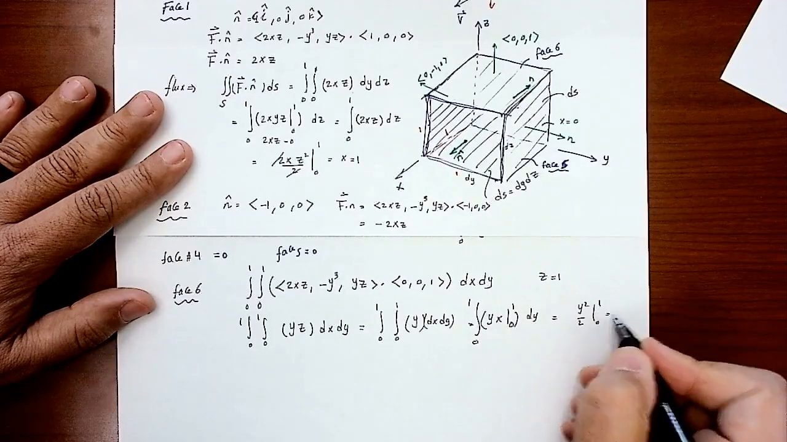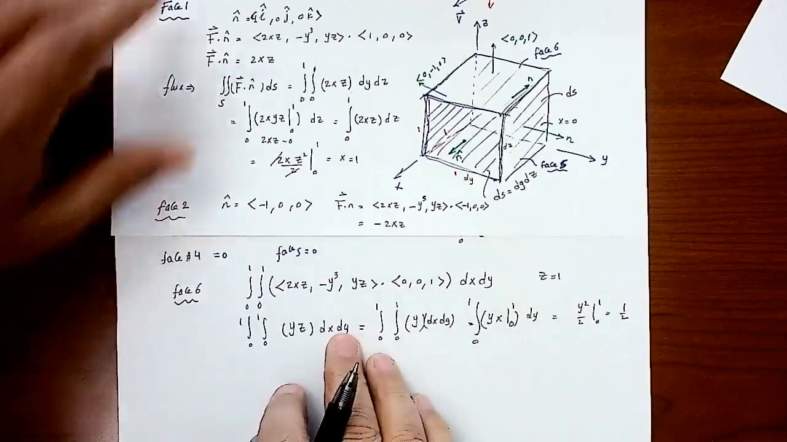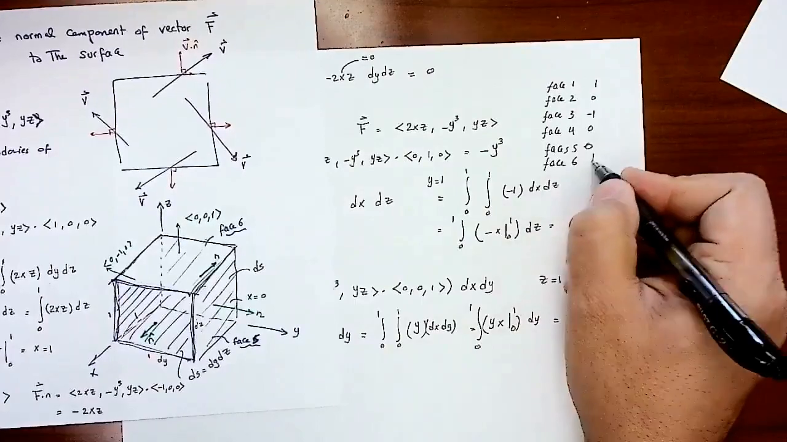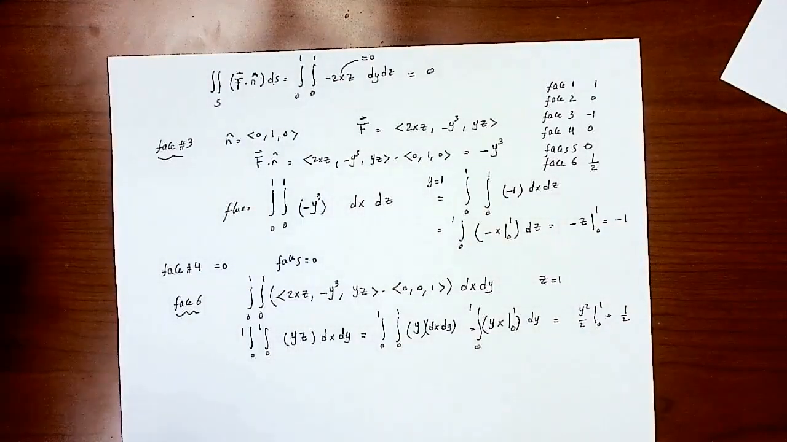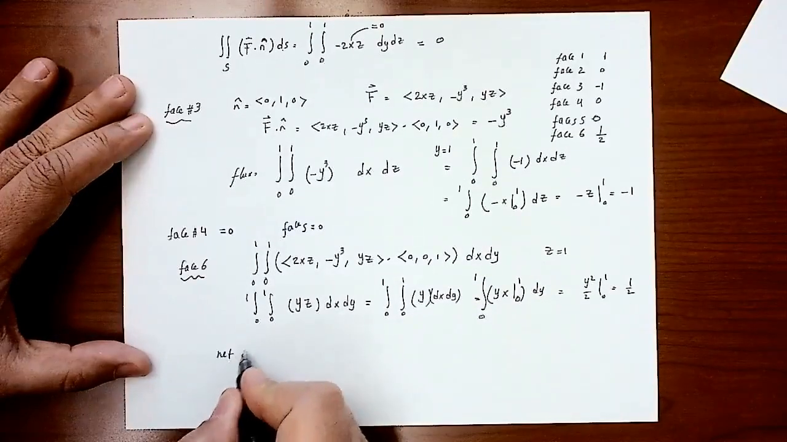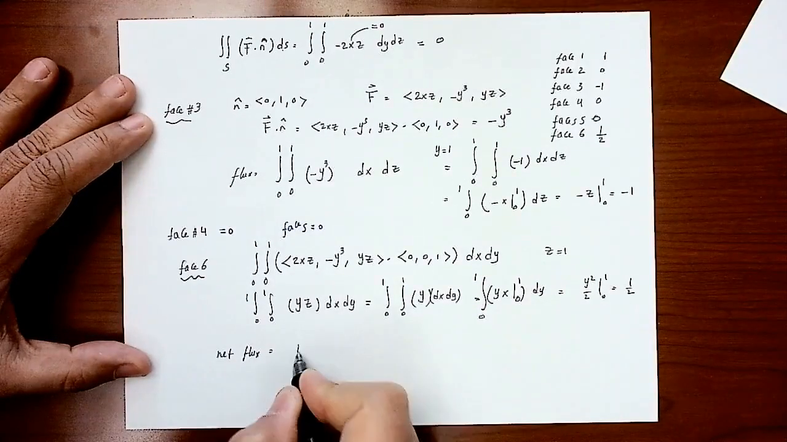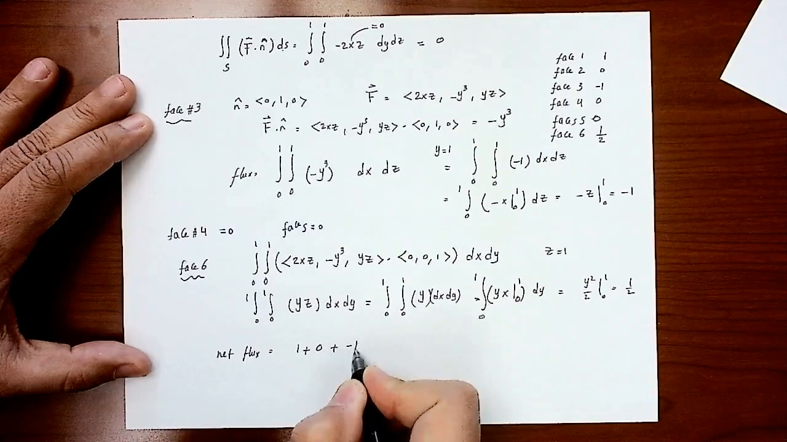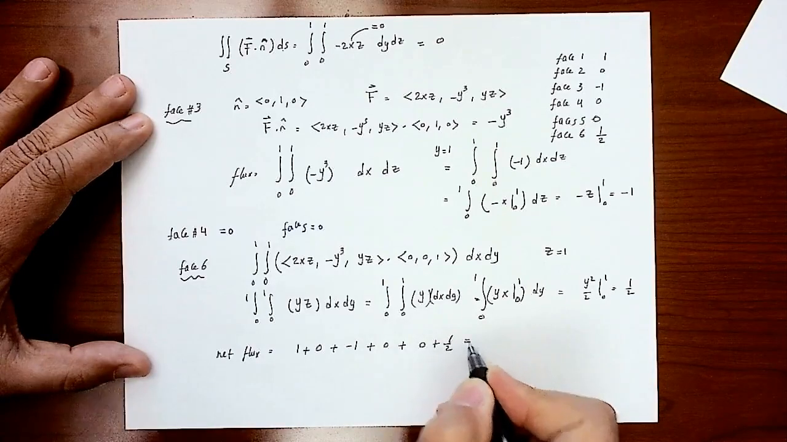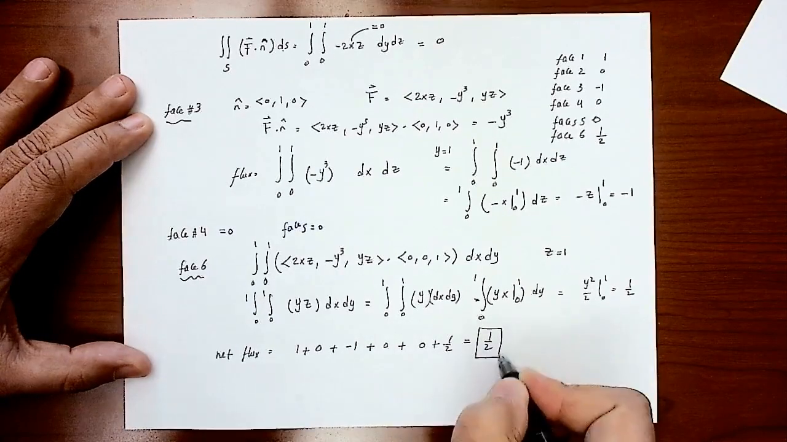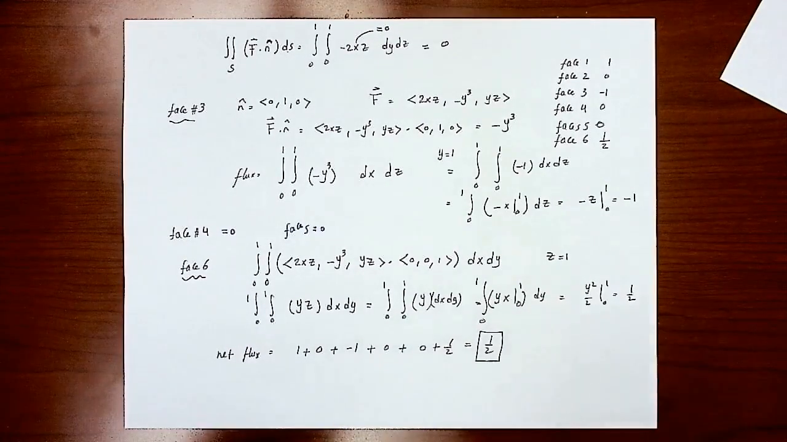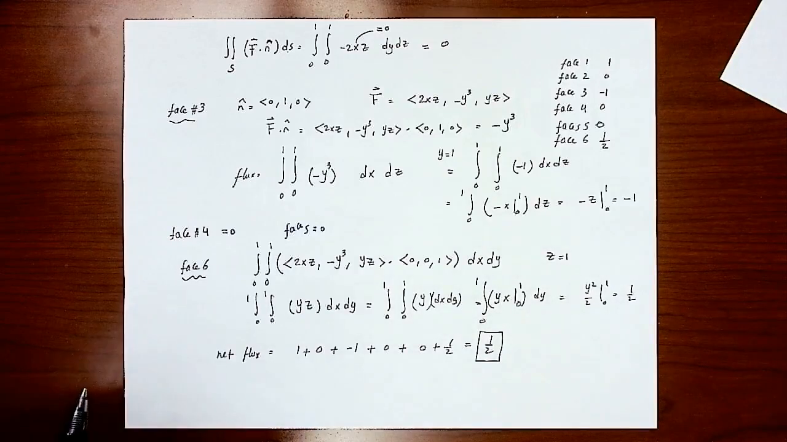From 0 to 1, I'm going to get half. So for face 6, I got the flux of a value of half. So now, if you want to get the net flux, it's going to be 1 plus 0 plus minus 1 plus 0 plus 0 plus half. The final value is half. That's the net flux coming out or getting in normally to the 6 faces of a unit cube.